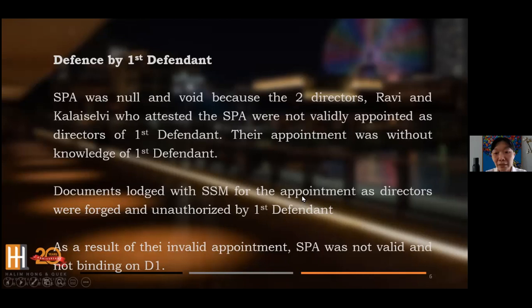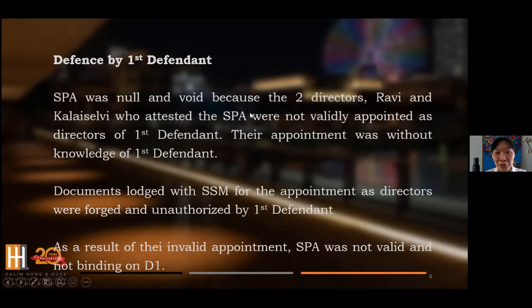That's the defense of the first defendant. As a result of their invalid appointment, the sale and purchase is not valid and not binding on the first defendant. Okay, that's the defense.